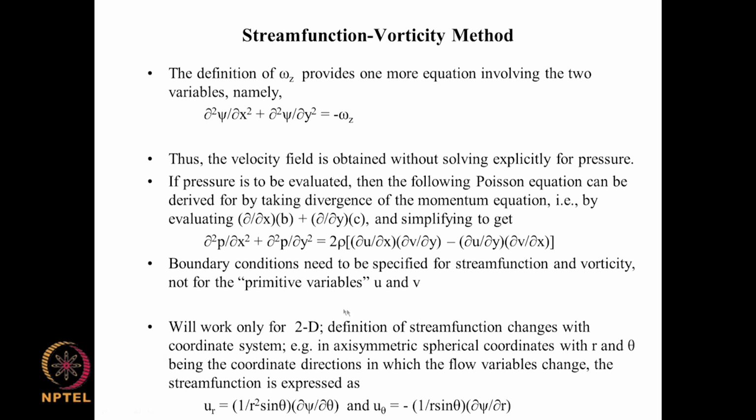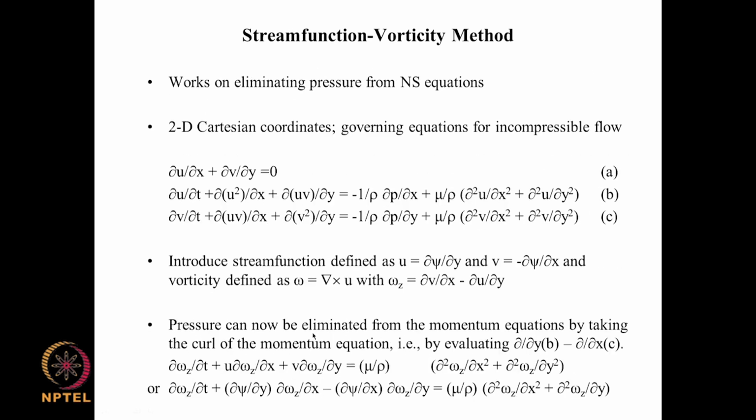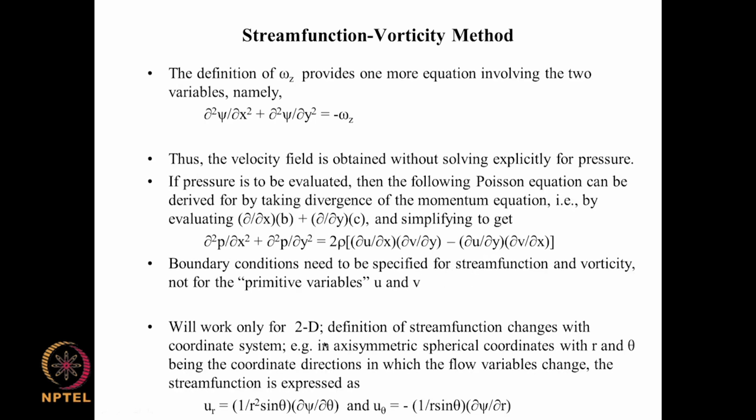Another disadvantage is that this will work only for 2D, because only for 2D can we come up with a definition of stream function like this, and this definition is valid only for 2D Cartesian coordinates in which u and v are non-zero and w is 0. If you go to a different 2D problem, for example, axisymmetric spherical coordinates with r and theta being the coordinate directions in which flow variables change, you are looking at a case where u r, the radial component of velocity, and u theta are non-zero, but u z is 0. For that kind of axisymmetric 2D case in spherical coordinates, the stream function is defined in this way.